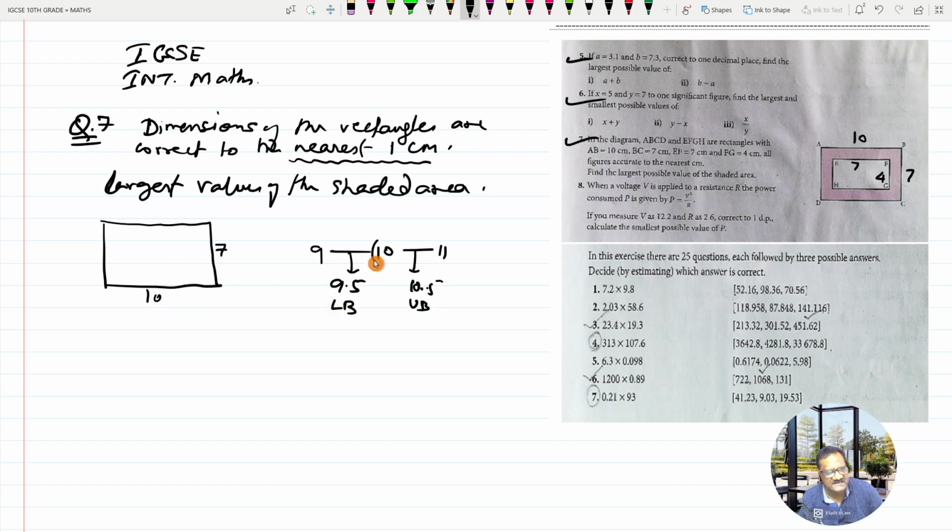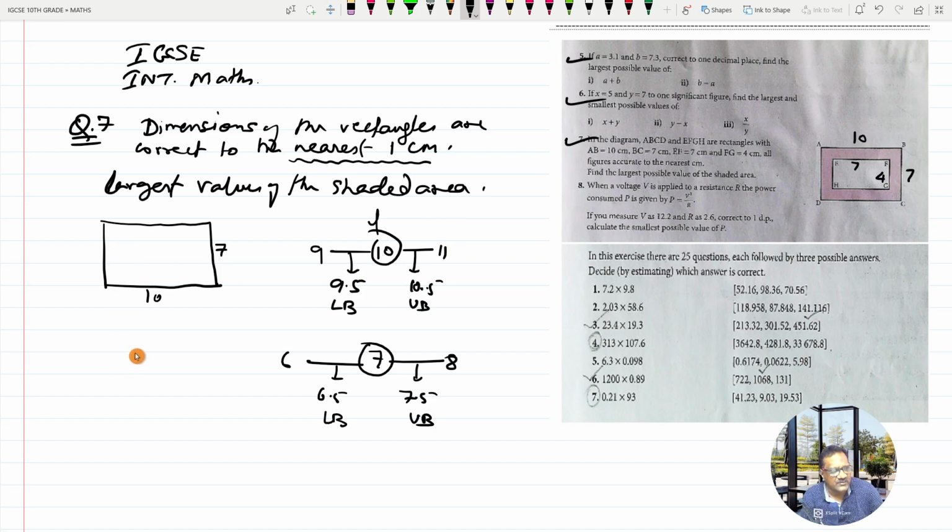For this 10, the length. Similarly for 7, you'll take here 8, you'll take here 6, and you'll take the midpoint of these. So this will be 7.5 and this will be 6.5. This is the upper bound and this is the lower bound, right? So you have got the upper bound and the lower bound of these two sides of the outer rectangle, 10 and 7. Now, the largest value of the shaded area means what?